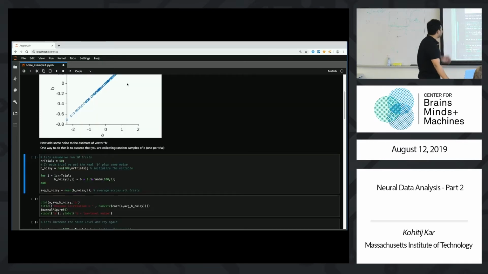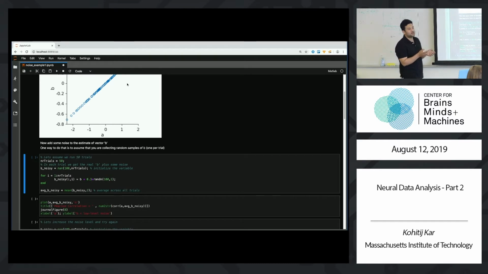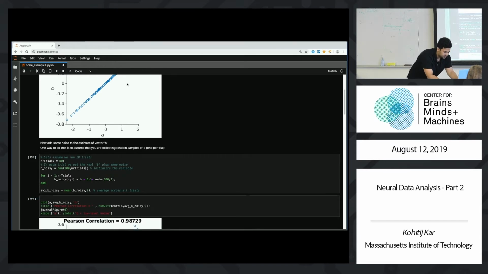Now, let's add some noise to the estimate of B, because when we estimate B, it's not a noise-free estimate. We'll have some estimates that will be noisy. One way to do this would be to assume I have 50 trials. So your number of trials is 50, and this is just initialization of the variable. But I'm going to run through all these trials, and for every trial, this noisy B is the true value of B, plus I add some level of noise to this system. So I'm going to simulate 50 trials for estimating B. Let's run that, and then let's plot this again.